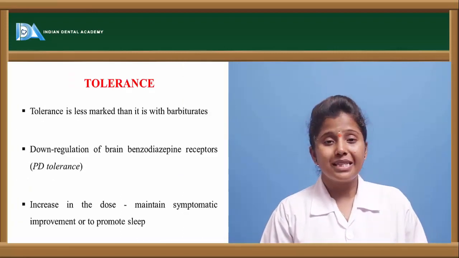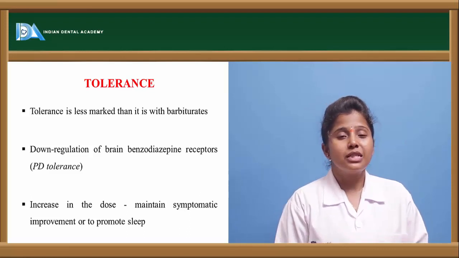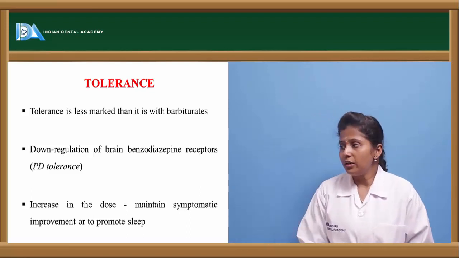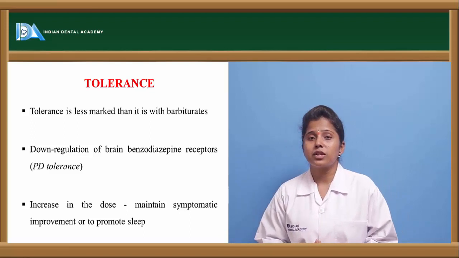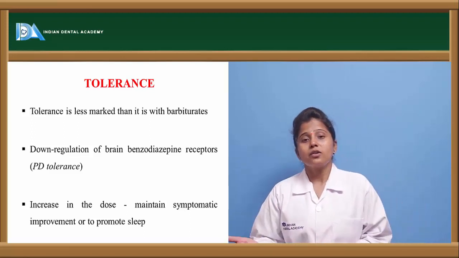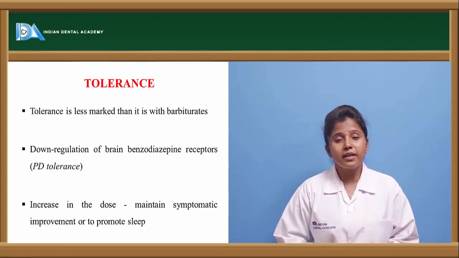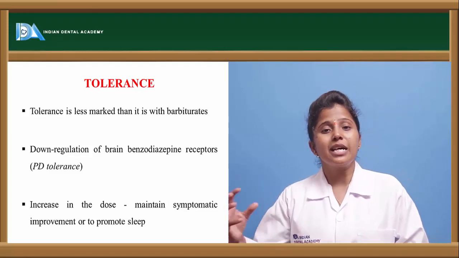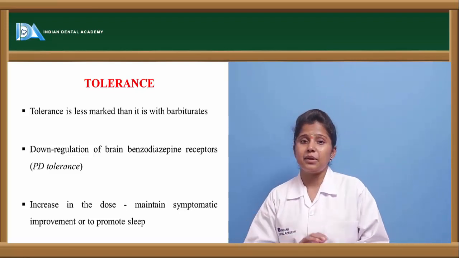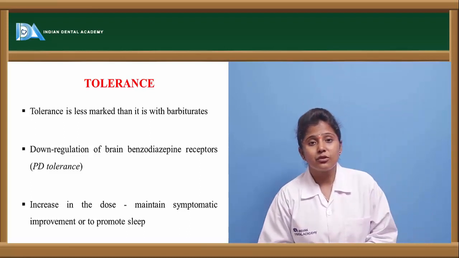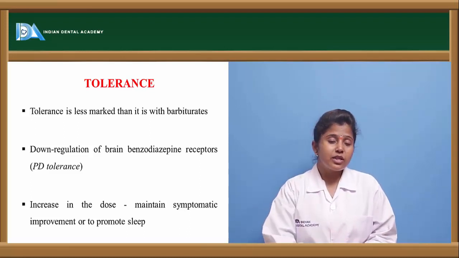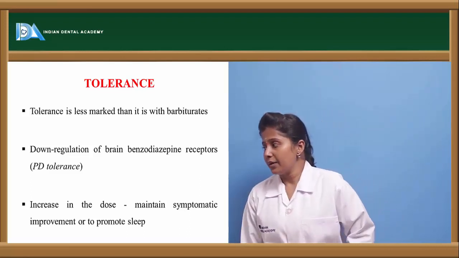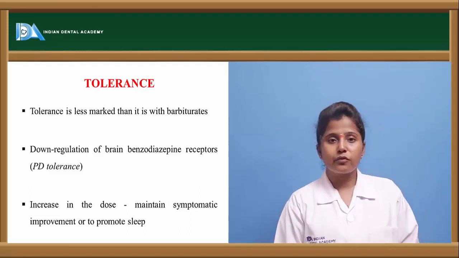Let us see tolerance. These drugs also have tolerance and dependence. Once administered solely, they cause tolerance, with down regulation of brain benzodiazepine receptors. What does this mean? Because of the excessive dose, there is saturation of the molecules. If excessive benzodiazepine molecules reach the benzodiazepine site in the GABA receptor, they cause saturation, and thereby the benzodiazepines won't bind to the benzodiazepine site, and the action is reduced. An increase in the dose may show symptomatic improvement or promote sleep.